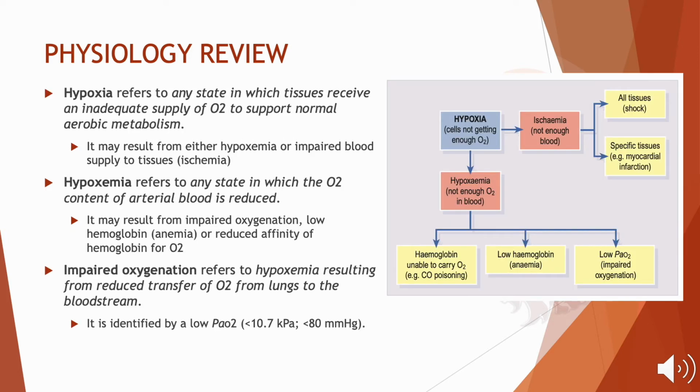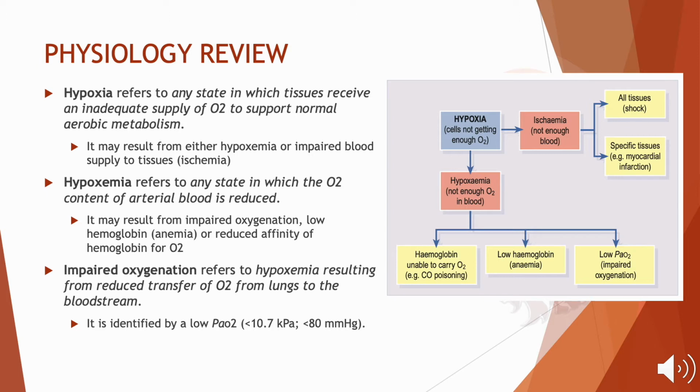Hypoxia, hypoxemia, and impaired oxygenation. These terms are often used interchangeably but mean different things. Hypoxia refers to any state in which tissues receive an inadequate supply of oxygen to support normal aerobic metabolism. It may result from either hypoxemia or impaired blood supply to tissues. It is often associated with lactic acidosis as cells resort to anaerobic metabolism.